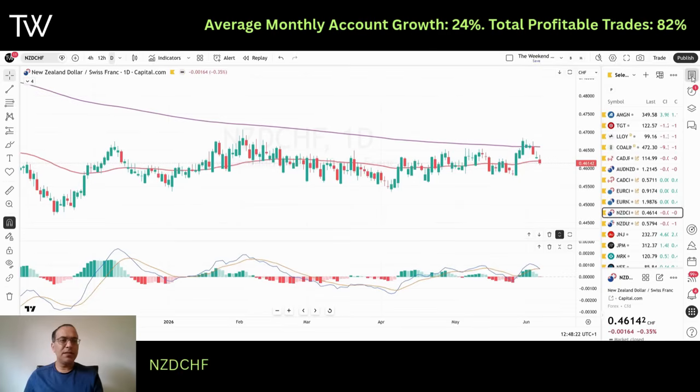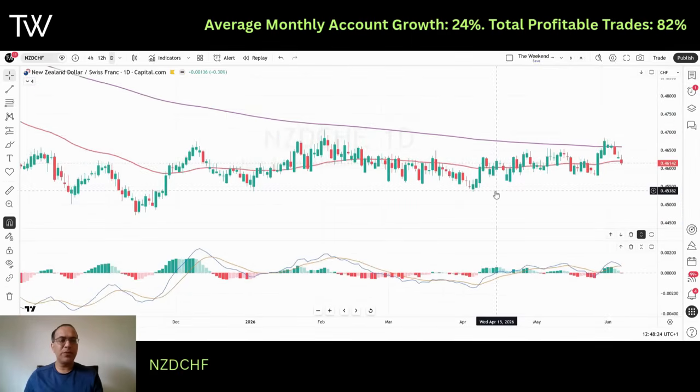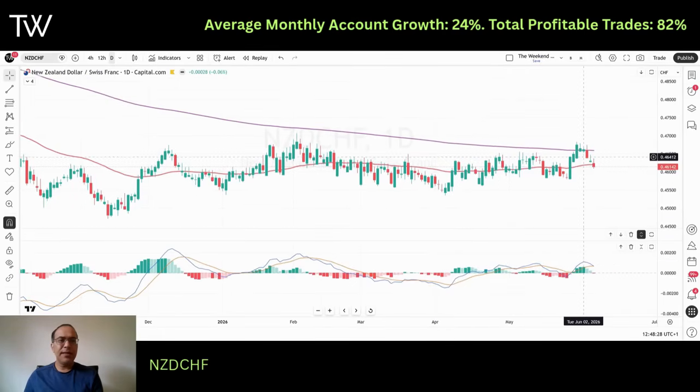The next one is NZD CHF. So a lot of Swiss franc pairs. So just keep that in mind because there is correlation. Here we are. This has been a bounce off the 200 EMA. We're looking at further downside. We're getting this crossover in the MACD and the signal line. So I would be a seller. We're looking at locking in profits as we get to the support levels. 0.456 would be my first one.